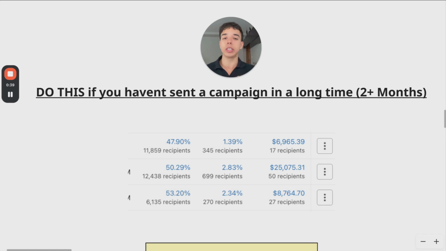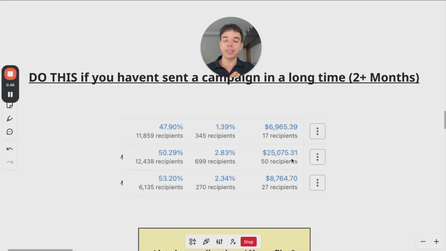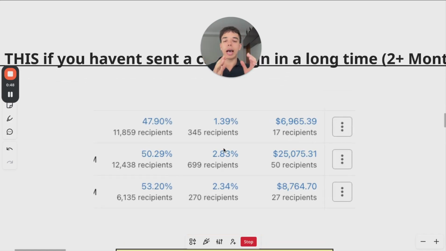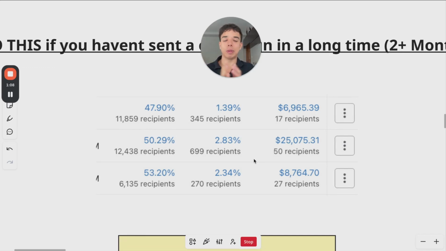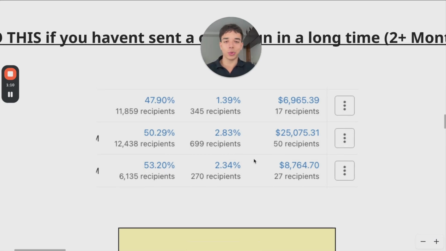Now, we at the agency have nailed this process for our own clients, and here's some proof of it that we know a thing or two about this, where this client of ours hadn't sent a campaign in, let's say, 4 or 5 months, I believe. And after doing the process that I'm about to lay out, we actually achieved these kind of results. So 47, 50, 53% open rates, and then generating 7K, 25K, and 8K, right? So I actually know a thing or two about this. So without further ado, let's get into it.